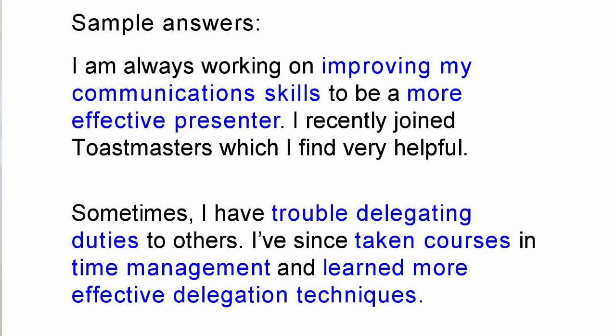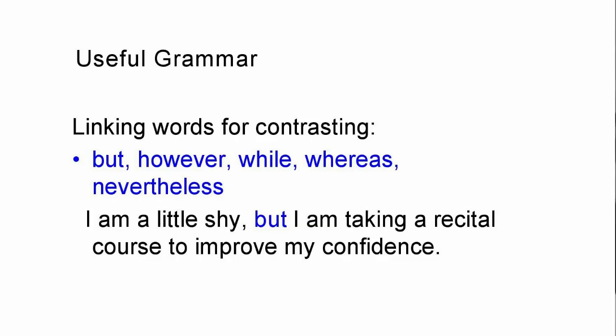Let's now look at the grammar that we often use when we use language to describe weaknesses. One, we use linking words, conjunctions, to contrast. They are often but, however, while, whereas, and nevertheless. Let's listen to one example. I'm a little shy, but I'm taking a recital course to improve my confidence. Okay, the weakness is being shy. The action to improve that: the recital course to improve confidence.